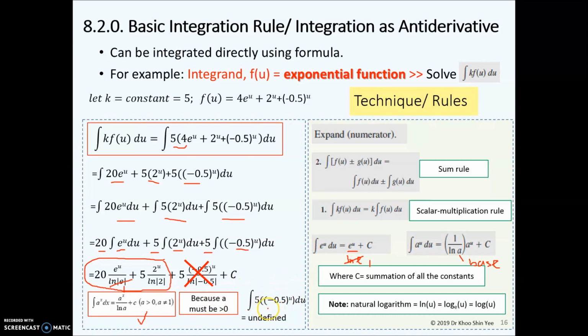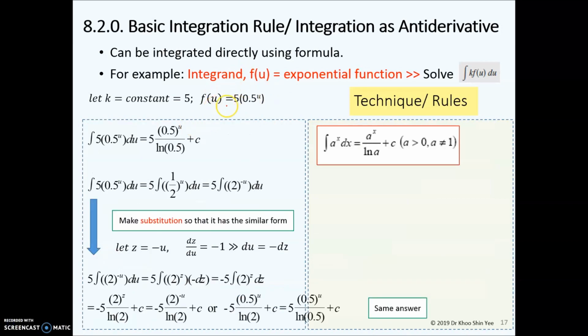So if you compute this term, this is undefined. So let's say we have integration, instead of having negative, we have a positive 0.5. Since a is greater than 0 in this case, we can solve it using the previous method where we divide by ln, and the base is 0.5. So we can get the answer. You can also use another approach. This is a longer step, but in the end you should get the same answer as well.